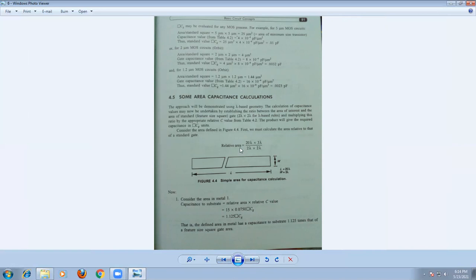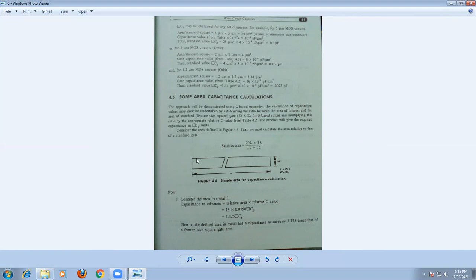So what is the relative area here? How do we calculate the relative area? Basically, area is length into width, right? But we require the relative area. How do we find the relative value? The actual value divided by the standard value. What is the standard value? That is the feature size value.